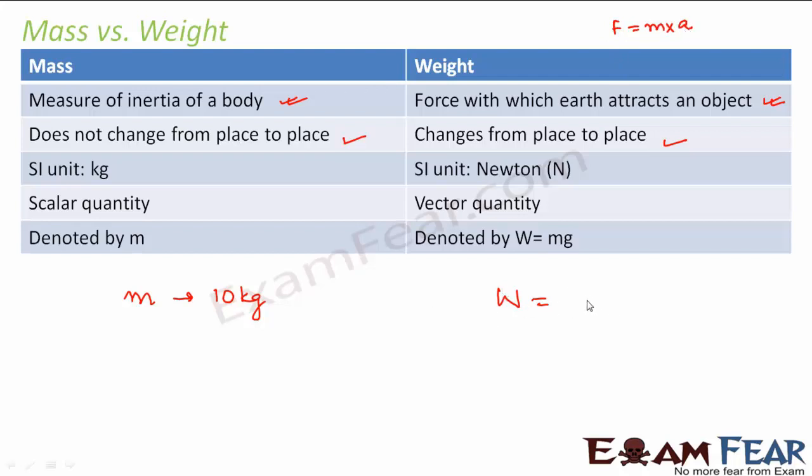In case of earth, what would be the acceleration? The acceleration due to earth is nothing but acceleration due to gravity. So weight is given by mass into acceleration due to gravity, right? So for the 10 kgs potato, what will be the weight? Weight will be 10 into 10 meter per second square. That will be 100 Newton. So 100 Newton would be the weight of the 10 kgs potato.